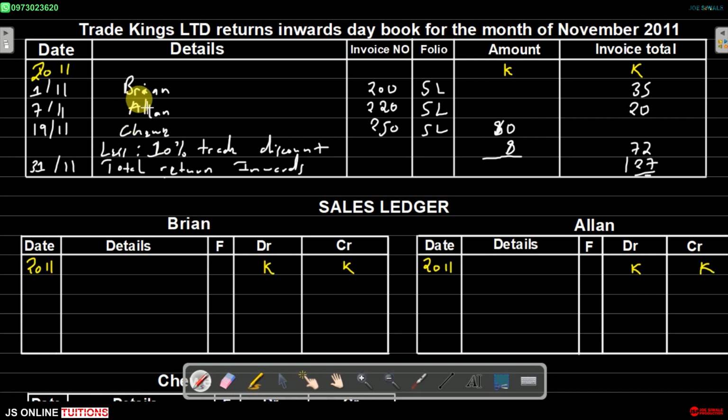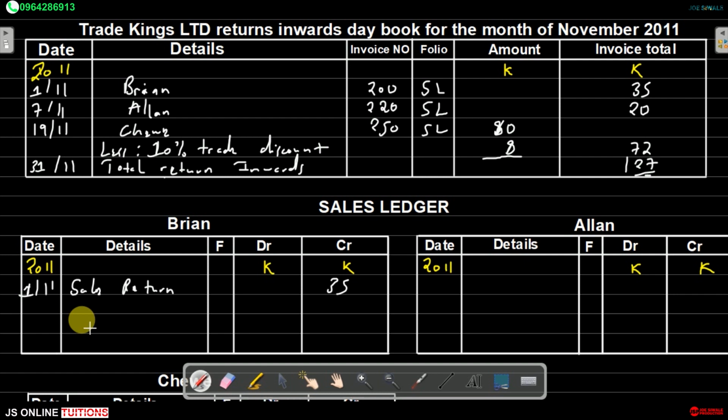So our first customer there, we have Brian. So we're going to say 1st of November there. Then in the details we're going to say sales returns. And since we only have one transaction for Brian, that means that we can balance up this account. So sales returns, and it's going to be recorded on the credit side. As you can see, we have 35 kwacha there, so we're going to say 35 kwacha.